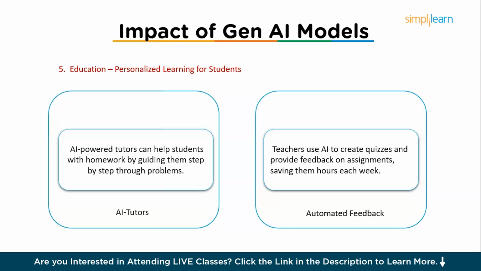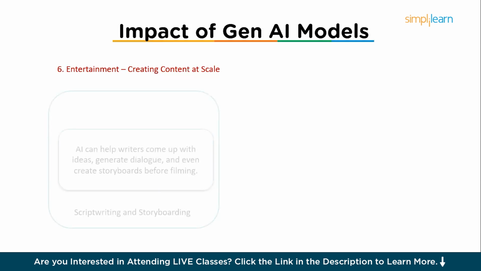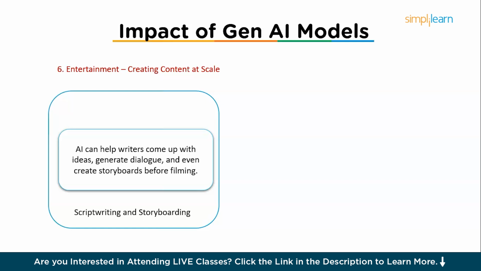Now moving on, the sixth one is entertainment, that is creating content at scale. In entertainment, AI is being used to create content faster and cheaper. First one is script writing. AI can help writers come up with ideas, generate dialogues, and even create storyboards before filming. For example, a filmmaker uses AI to plan scenes and create visuals before they start shooting, saving time in pre-production.